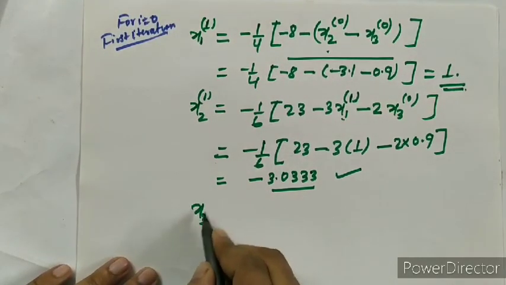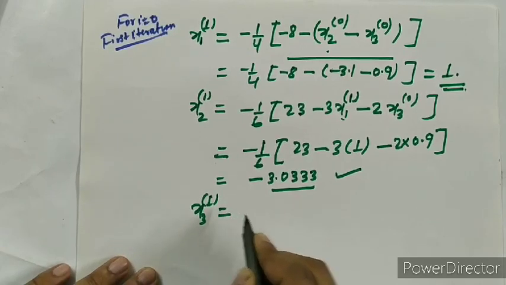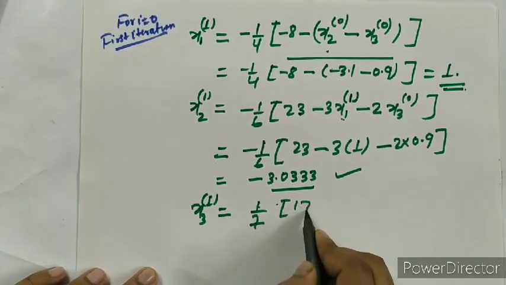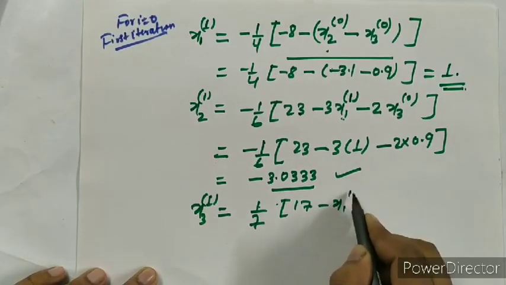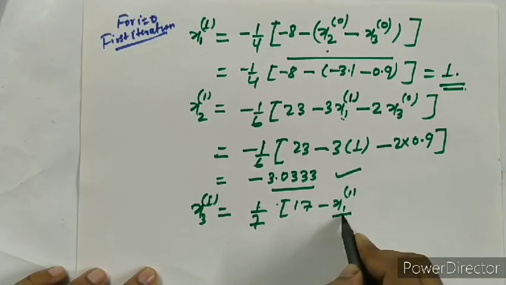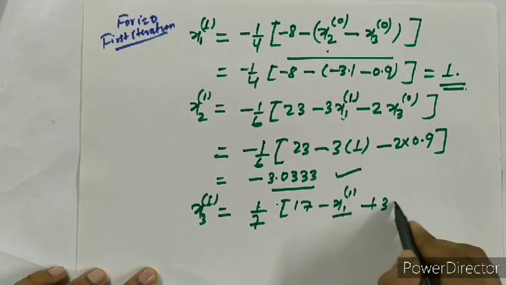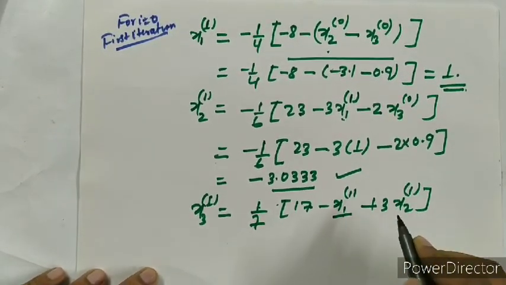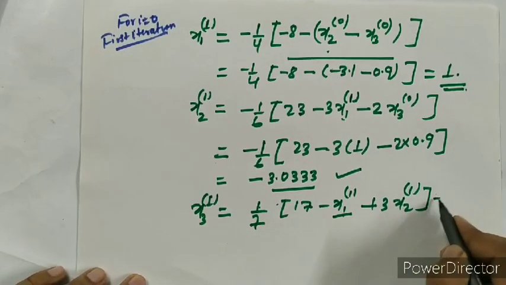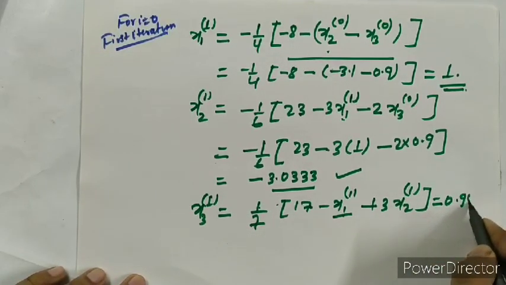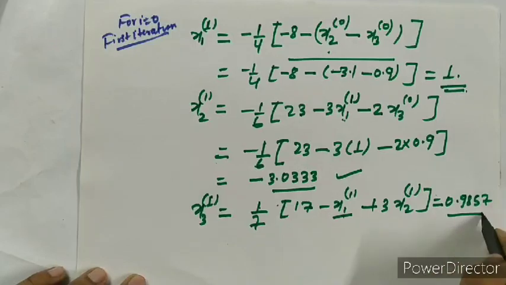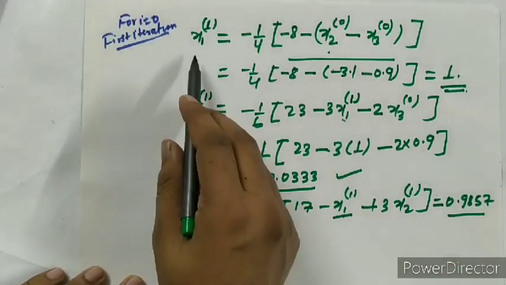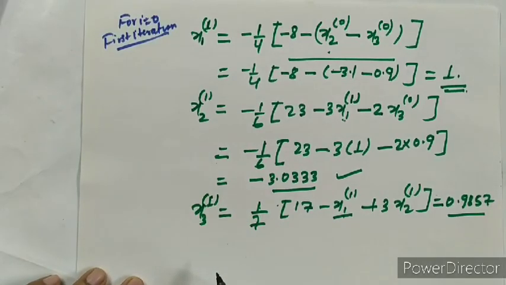Similarly, the first iteration of x3 1 is equal to 1 divided by 7 into 17 minus x1, where we use the updated value of x1, plus 3 x2, where we also use the updated value of x2. Is it clear? Finally we will get 0.9857. This is the first iteration for finding the solution x1, x2 and x3.